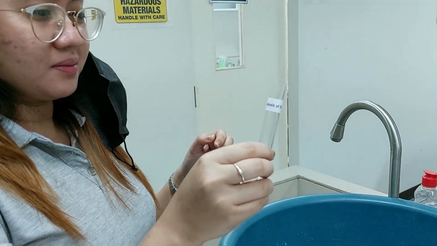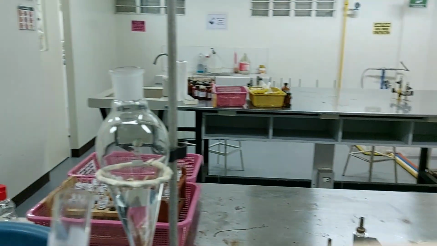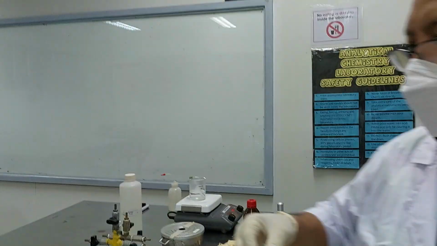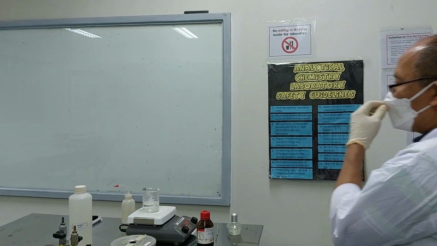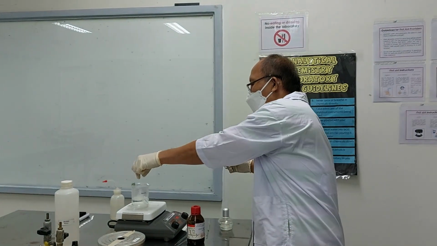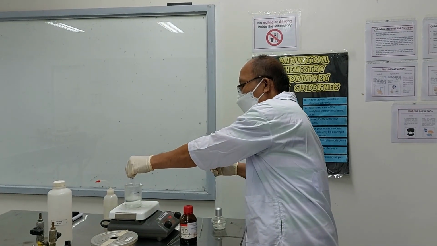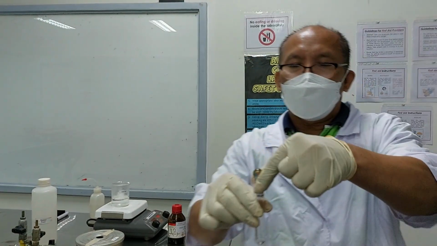According to Ma'am Laika, there is a smell of ethyl alcohol. Let's see. There is. Ma'am Ron? Yes. So there is ethyl alcohol. So you have hydrolyzed the ester. Now, for the esterification, I think this is enough. We should be able to smell the ester.